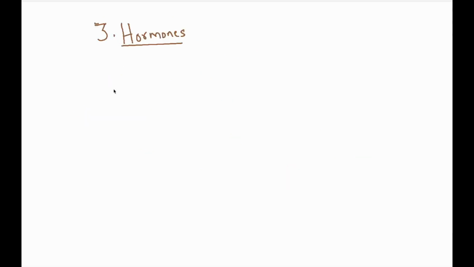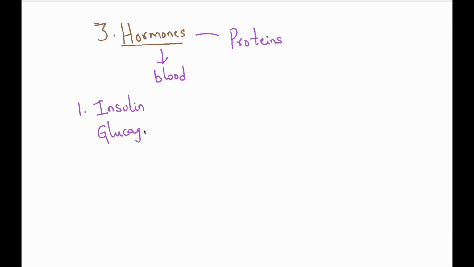The next class is hormones. Most of the hormones in the human body are again basically proteins. Hormones are chemical messengers that are transported in the bloodstream, and they help in the coordination of body activities. Some key examples of hormonal proteins include insulin and glucagon. These are two important proteins that are secreted by the pancreas, and they help to control the blood sugar levels.